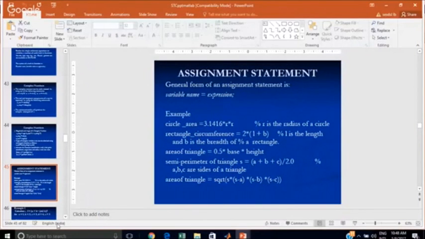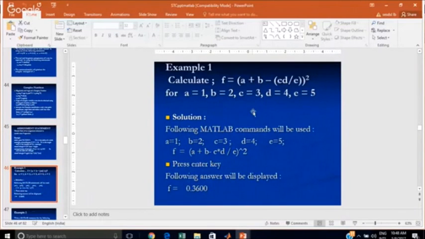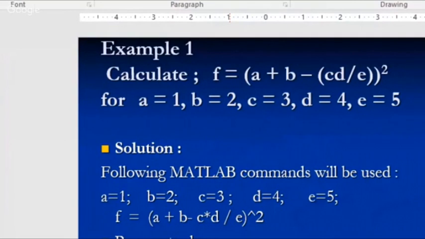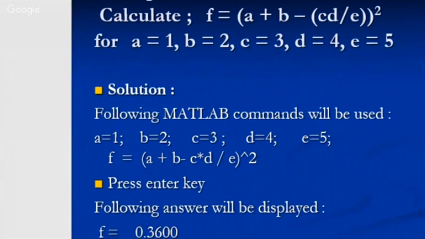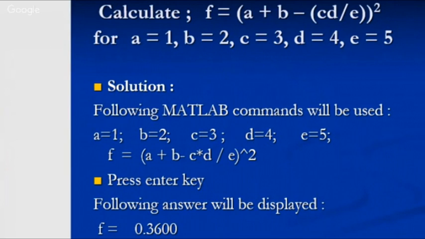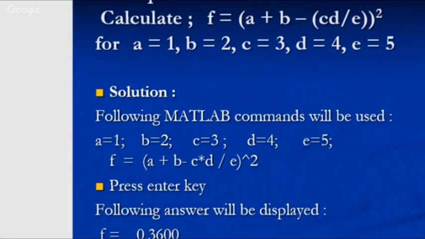We'll just see some examples for assignment. So here, say you have a function given, f is equal to a plus b minus c d by e, the whole squared, and a, b, c, d, e are all given. So when you want to write it in MATLAB, a is equal to 1, b is equal to 2, c is equal to 3, d is equal to 4, e is equal to 5, and you will write the function. So same thing, f is equal to a plus b minus c into d.